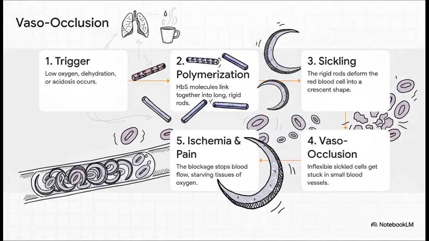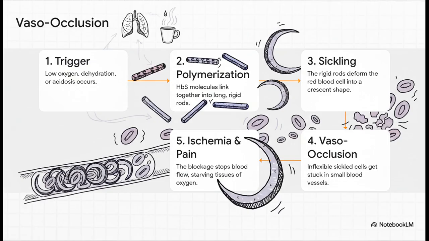Okay, so how does this actually cause a crisis? What's the trigger? Well, it can be something like low oxygen or dehydration. This makes those faulty hemoglobin S molecules inside the cell start linking up, kind of like Lego bricks, forming these long, stiff rods. These rods then warp the entire cell into that sickle shape.